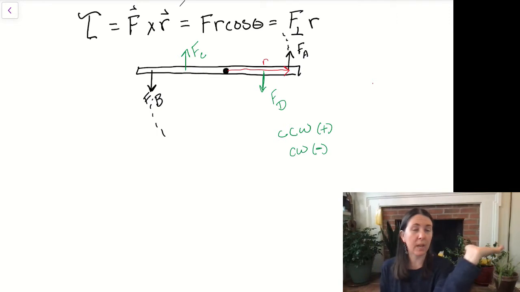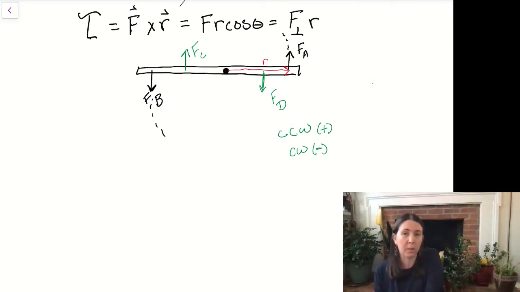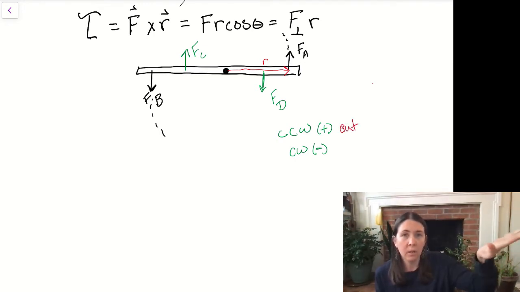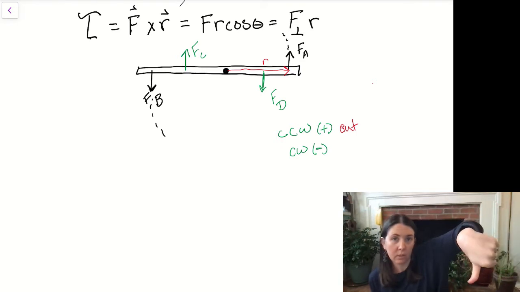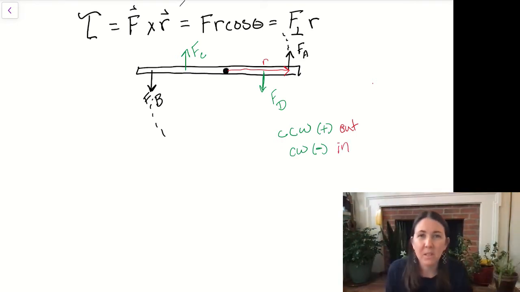If your thumb points out or towards you, or if you have your hand on a piece of paper and it comes off the desk, the thumb pointing out gives you a positive torque. If your thumb points in, or down into the board, it's a negative torque. Sometimes this is helpful with things where you're not quite sure how they would rotate, or when you have multiple forces causing multiple torques on an object.